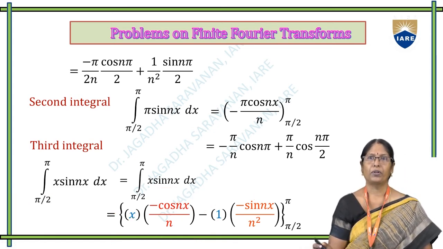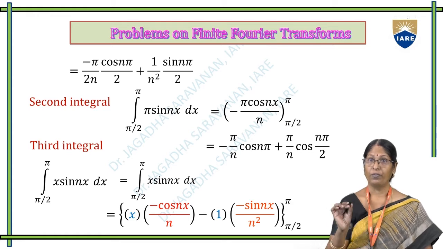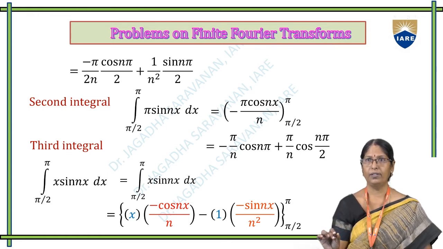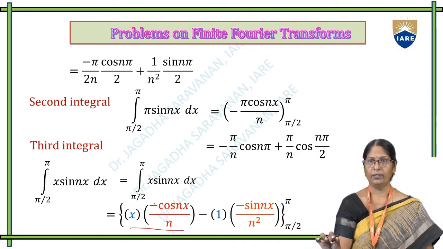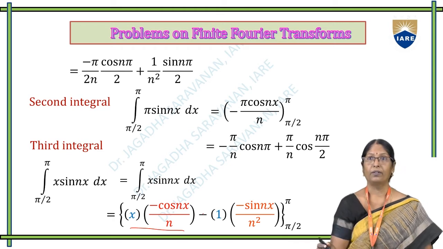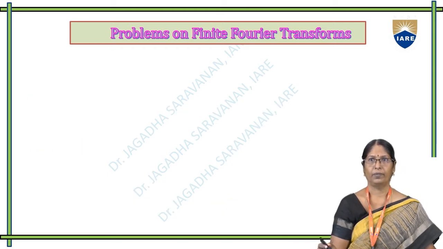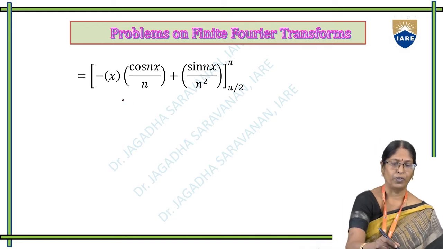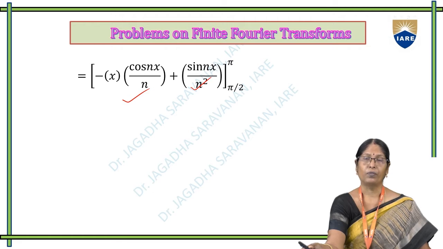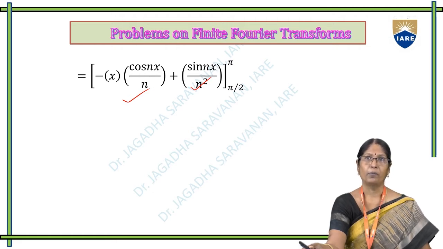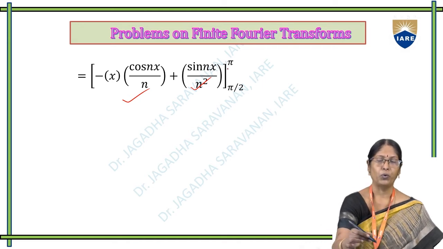Yes, substitution we have to do it, but we want to avoid our careless mistakes. So we have to make the terms a single sign. Here, plus into minus is minus; here, minus into minus, we have to write it plus. So we made it. The first term is minus x of cos nx by n plus sin nx by n square, from pi by 2 to pi.